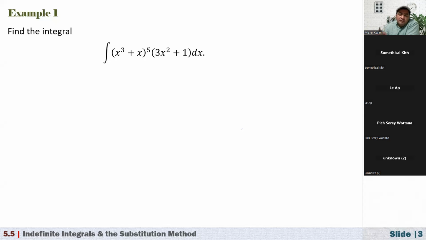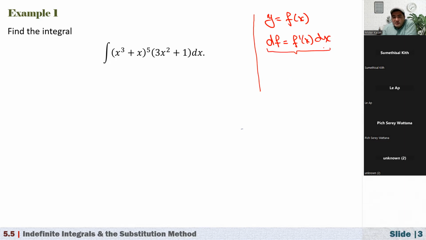So now, if you remember in chapter 3, we defined the differential of f. How did we define the differential of f? If you're given a function y equals f of x, we define the differential of f as f prime of x times dx. Now it's time to start using this expression in our integrals, okay?